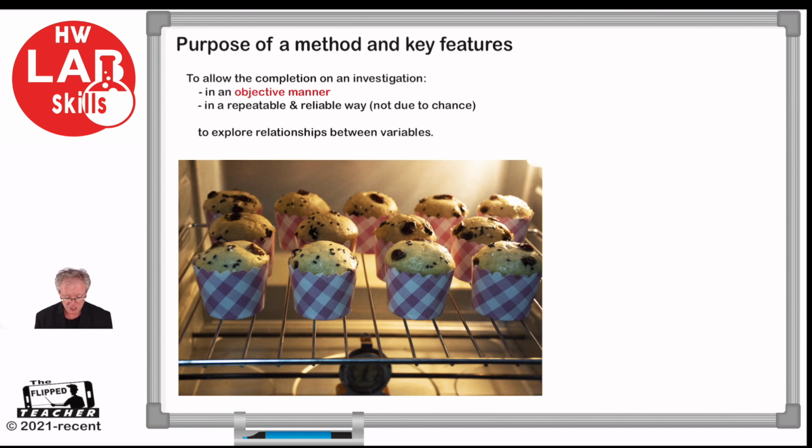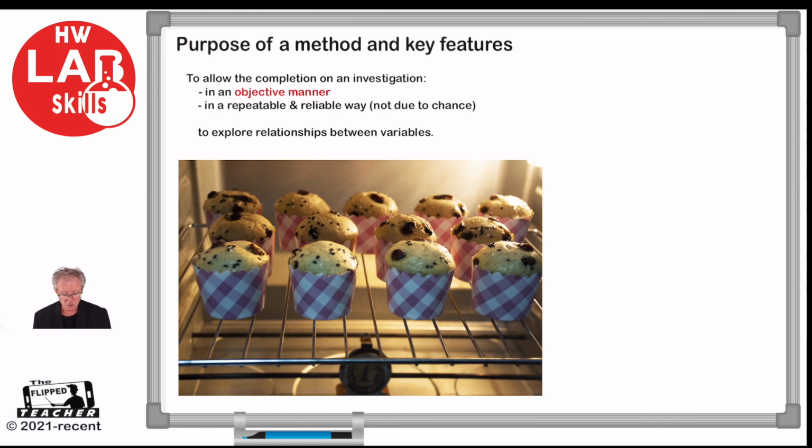So when we do an investigation, we want it to be in an objective manner, right? Objective means that you're not imparting any of your own bias into it. We don't want to somehow skew the results. We want to be as objective as possible. We want it to be repeatable and reliable in every way, so when we do an experiment, we know that it's not due to chance. So when we measure the boiling point of water at sea level in the same conditions, then we should have the same value for the boiling point. It just shouldn't be down to chance.